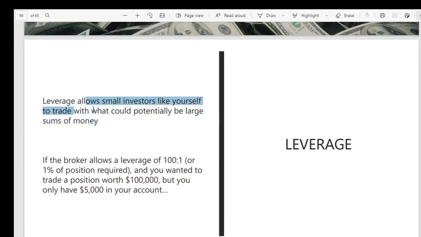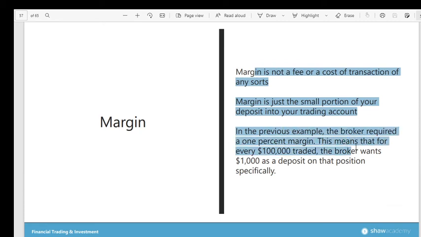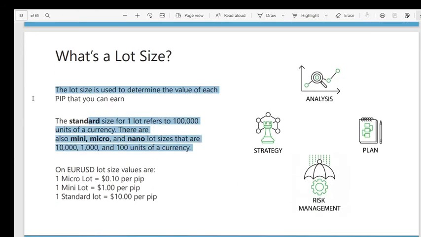Leverage allows small investors like you to trade what could potentially be a large sum of money. You wanted to trade a position of 100,000. Margin is not a fee or cost. Margin is a small portion deposit. If the broker requires 1% margin, that means for every 1,000 deposited, you can trade 100,000. Lot size.